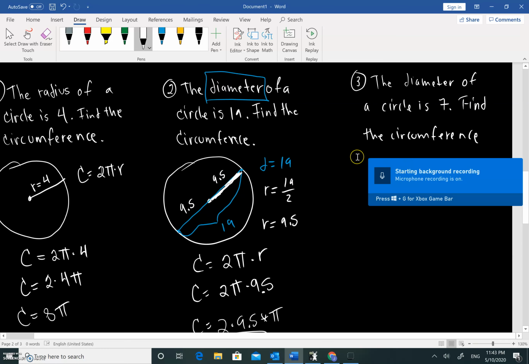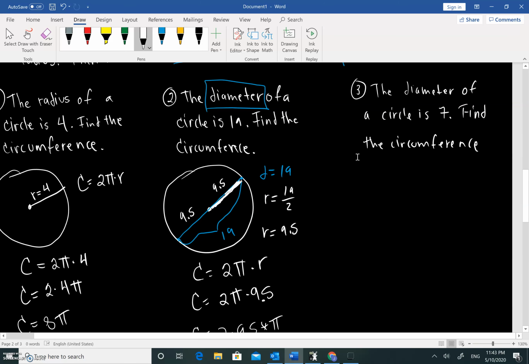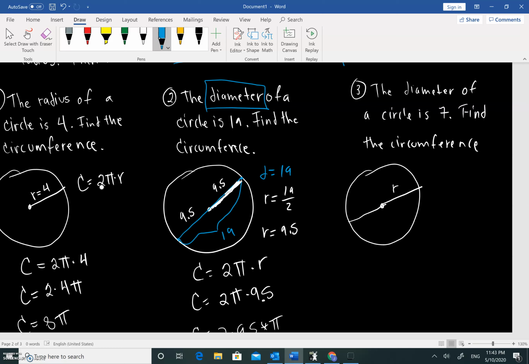So number 3, the diameter of a circle is 7. Find the circumference. So I'm going to draw a circle here, and we have our center there. Am I given the diameter or am I given the radius? I'm given the diameter, right? So I'm not given r, which is from the center to a point on the circle. I'm given twice that. I'm given the diameter.